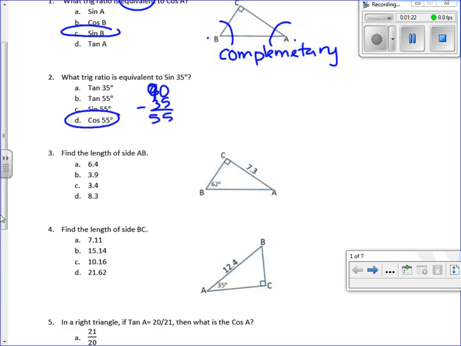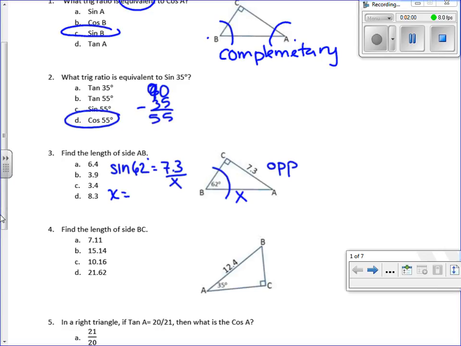Number three, it says find the length of side AB. I know one length of this triangle, so I cannot use the Pythagorean theorem, so I have to use a trig ratio. Here's my angle. I'm looking for AB, that's my x. This is the opposite side, so I'm going to use the sine function. The sine of 62 degrees equals the length of the opposite side over the length of the hypotenuse. Since x is on the bottom, we're going to end up dividing.